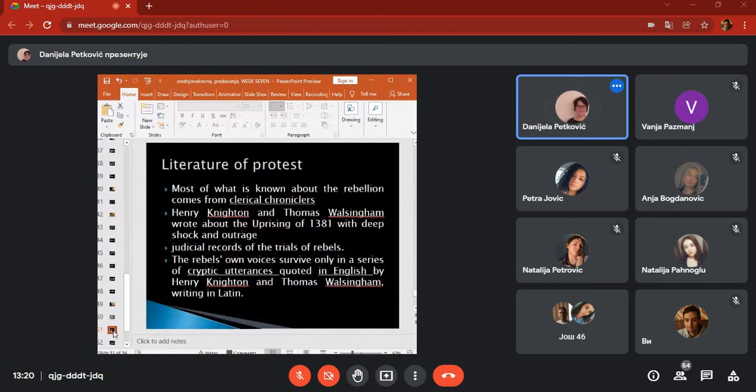king's orders. What is interesting about this is that, unlike the plague, you actually have literature of protest, and that is how the whole historical account has been reconstructed, actually. Most of what is known about the rebellion, however, comes from those who were literate, those who kept chronicles, and they were, of course, members of the church, and of course they were horrified by the behavior of the rebels. And Henry Knighton, for instance, Thomas Walsingham, wrote about the uprising with deep shock, with outrage, and so on.